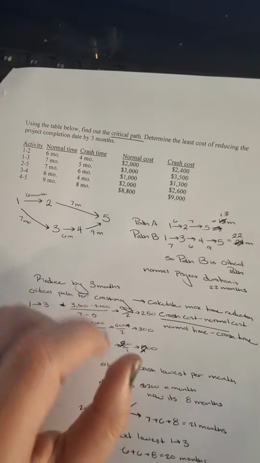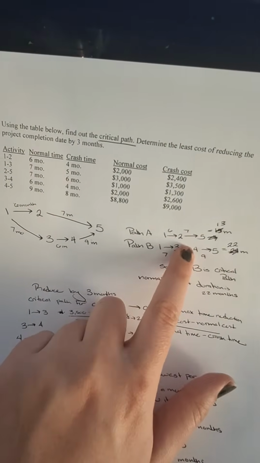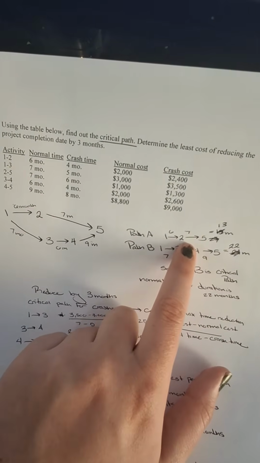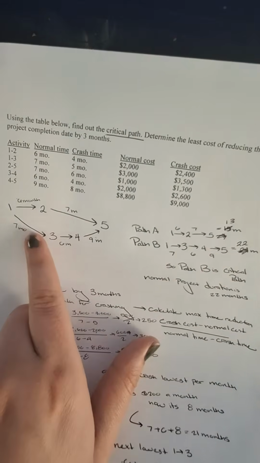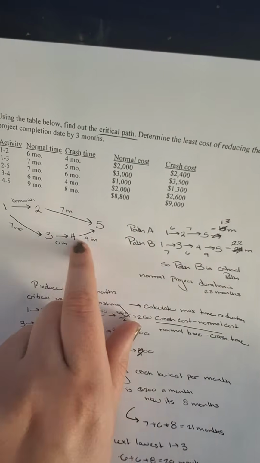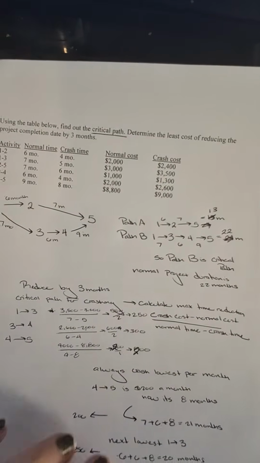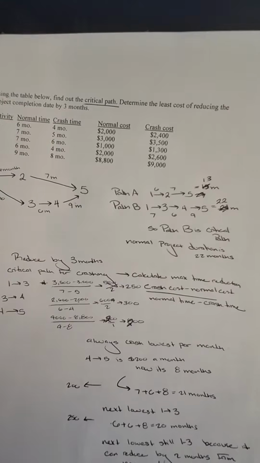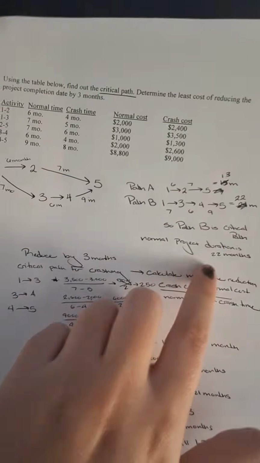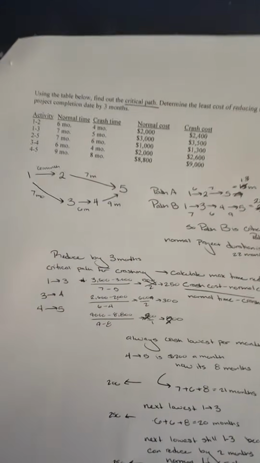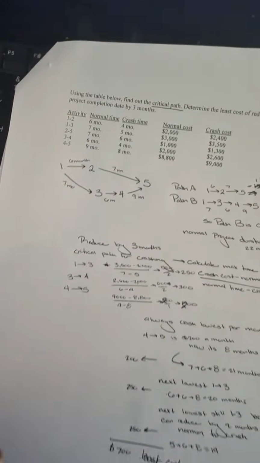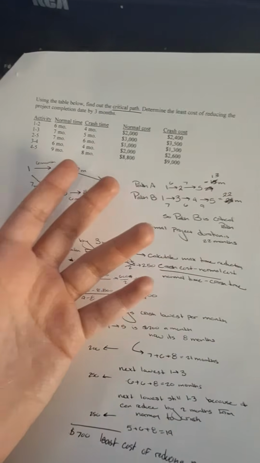Now we can look at our different paths that's going to get us from 1 to 5. Path A is 1 to 2, 2 to 5 would take 13 months. And path B is going to be 1 to 3, 3 to 4, 4 to 5, which would take us 22 months. So that means path B is our critical path, and our normal project duration would take 22 months. But now they're saying they want to reduce it by 3 months. So we're going to have to crash here.